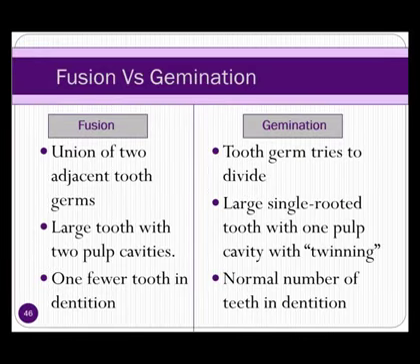Here is a quick view of the difference between fusion and gemination. On fusion, we have the union of two adjacent tooth germs. They've had some sort of pressure, so they have a large tooth with two pulp cavities. There would be one fewer teeth in the dentition. With gemination, the tooth germ has tried to divide, so there's a large single-rooted tooth with one pulp and twinning of the crown. But there's a normal number of teeth in the dentition.